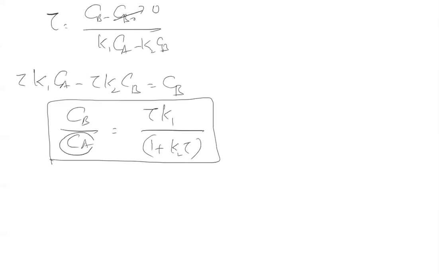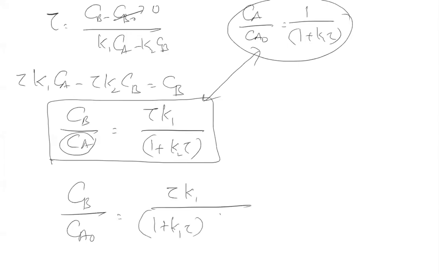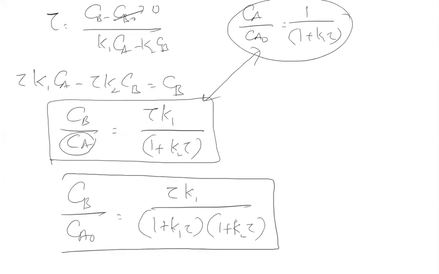But what is CA? CA in the previous equation, you know, no? We have already written somewhere in the previous slide CA by CA naught equal to 1 by 1 plus K1 tau. Suppose you multiply these two, CA will cancel. Then CB by CA naught is equal to tau K1 by 1 plus K1 tau into 1 plus K2 tau. Clear?